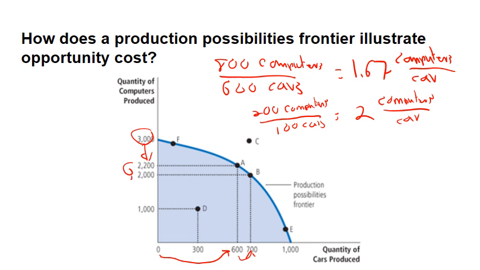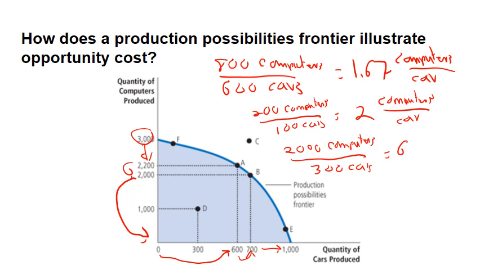Well, now what happens is we go from 2,000 computers down to 0 computers. The number of cars goes from 700 to 1,000. So we give up 2,000 computers to obtain 300 cars, which is a ratio of 6.67 computers for every car we obtain in that movement.